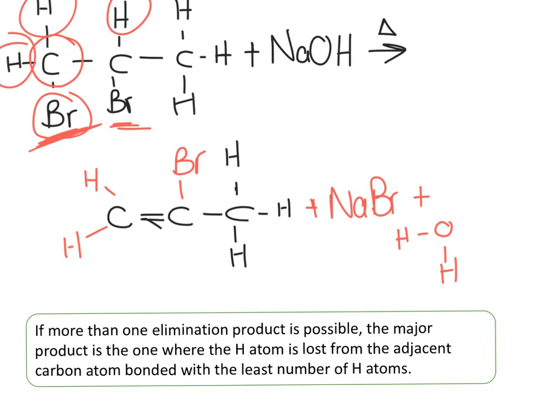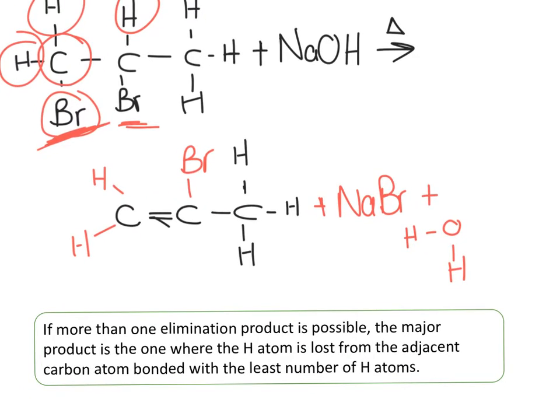Okay, so if more than one elimination product is possible, the major product is the one where the atom is lost from the adjacent carbon with the least number of hydrogen atoms, which is why the hydrogen came off the carbon, the middle carbon, this one. Okay, that one comes with time. We need to look at it. It's the reverse of the Markovnikov rule.